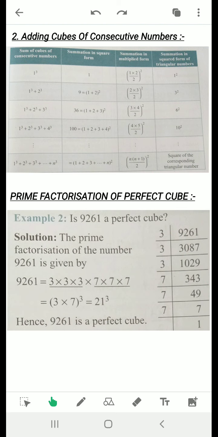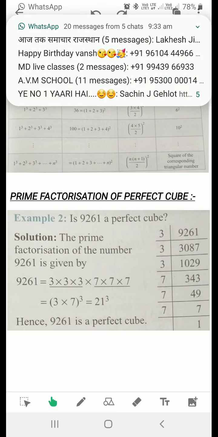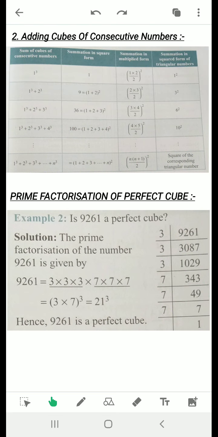Second pattern, adding cubes of consecutive numbers. Now these are not consecutive odd numbers, only consecutive numbers. 1 cube is equal to 1, and it is the square of the first triangular number. Triangular numbers I also explained in the Square and Square Roots chapter. Then 1 cube plus 2 cube is equal to 9, and it is the square of the second triangular number.